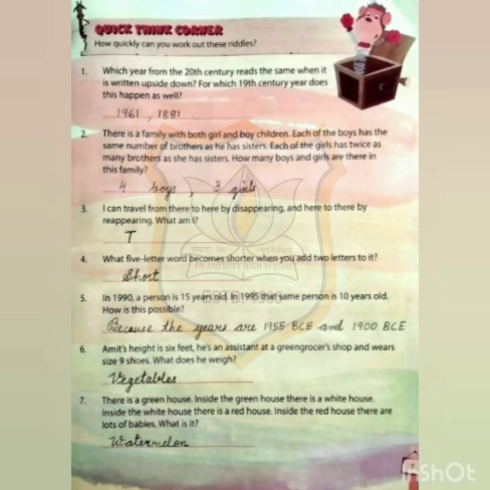Number 3. I can travel from there to here by disappearing and here to there by reappearing. What am I? Can you tell me? I am the letter T.